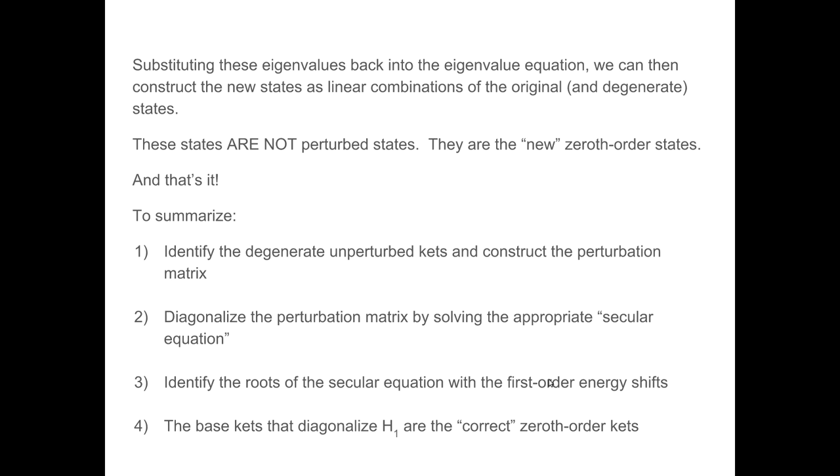And then finally, we'll feed those back into this matrix equation and solve for the new eigenkets. These new basis kets are going to be the ones that diagonalize our perturbation matrix, and are the correct, or the new zeroth order kets. And that's how we get around the problem of the denominators blowing up whenever we have degeneracies.